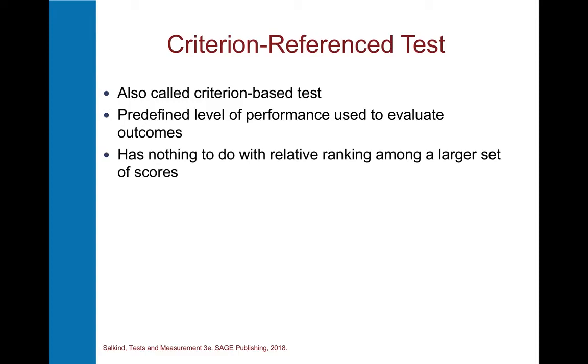So all of what we've discussed so far are forms of norm-based scores. An alternative to norm-based scores are criterion-based scores or criterion-referenced tests, where there is a predefined level of performance used to evaluate outcomes, and it has nothing to do with the relative ranking among a distribution of scores. The importance of criterion-referenced scores cannot be overstated.